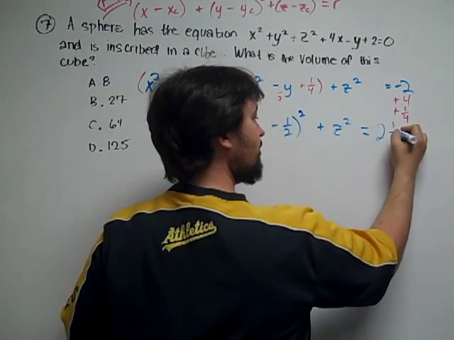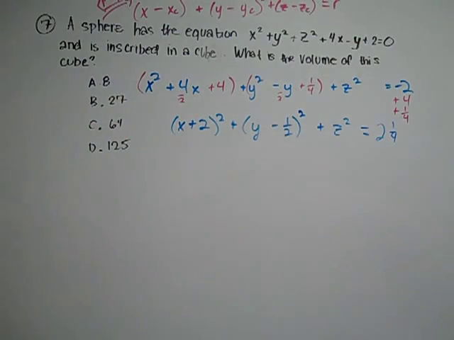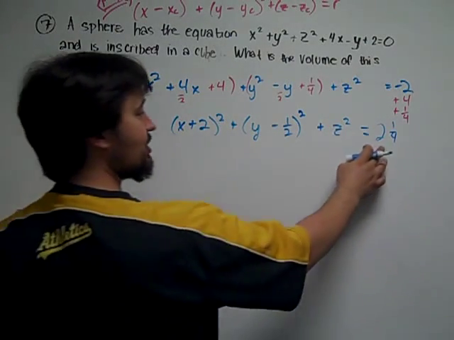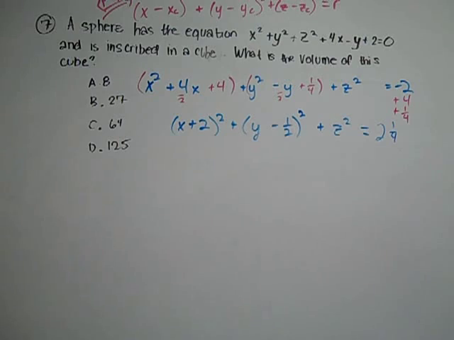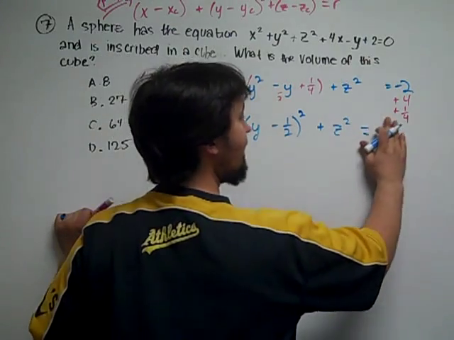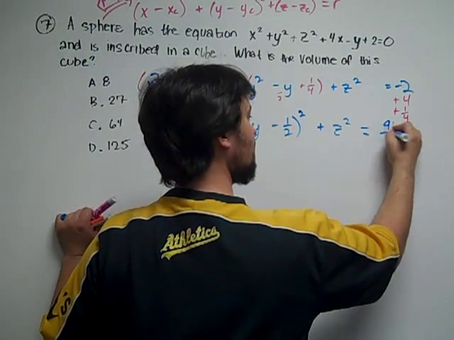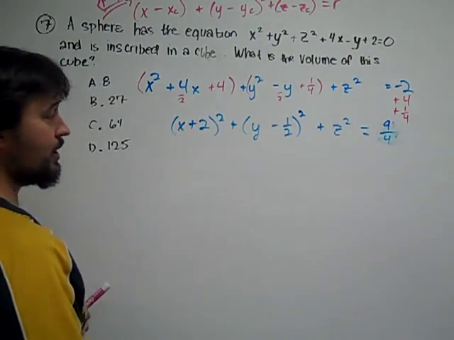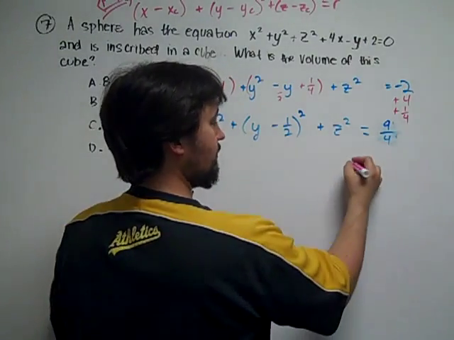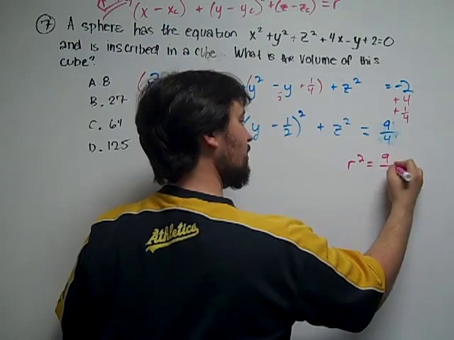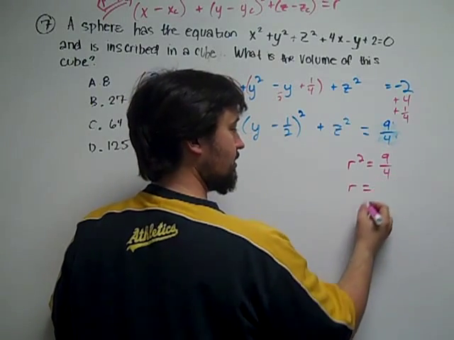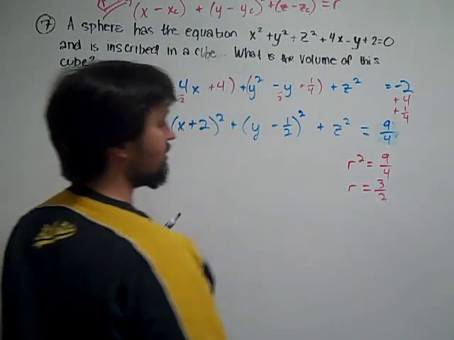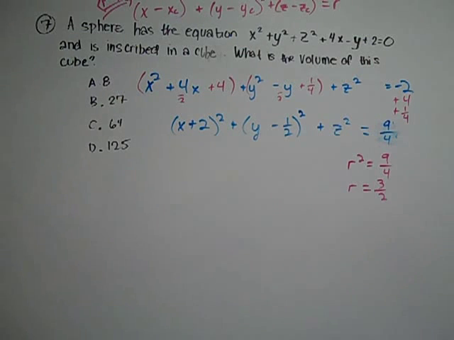And what you'll notice about 2 1/4 is that supposed to equal the radius squared. Well, 2 1/4 is just 9/4. And we know that this is the radius squared. So therefore the radius is just 3/2. Now to finish this question up, what's the volume of this cube?